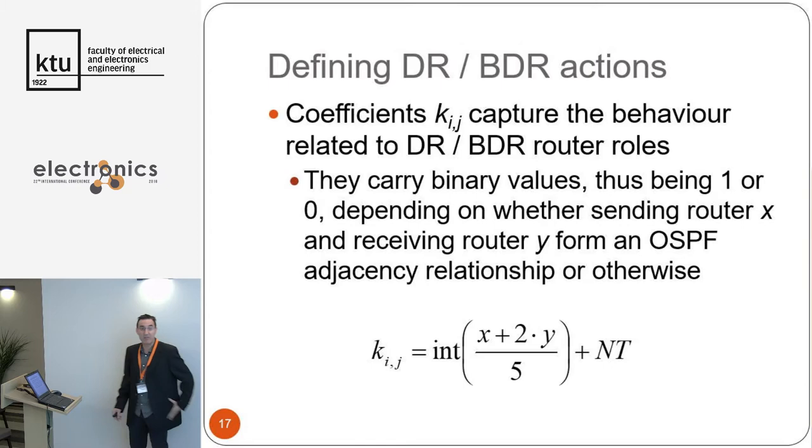So if, for example, the DR we said was 3, putting a 3 here, it doesn't matter if we take DR other over here, because 3 plus 2 divided by 5 is going to be 1. So we make sure that the DR receives and sends the LSAs. But when we are talking about the BDR, the BDR only receives but does not send. That's the point of this expression.